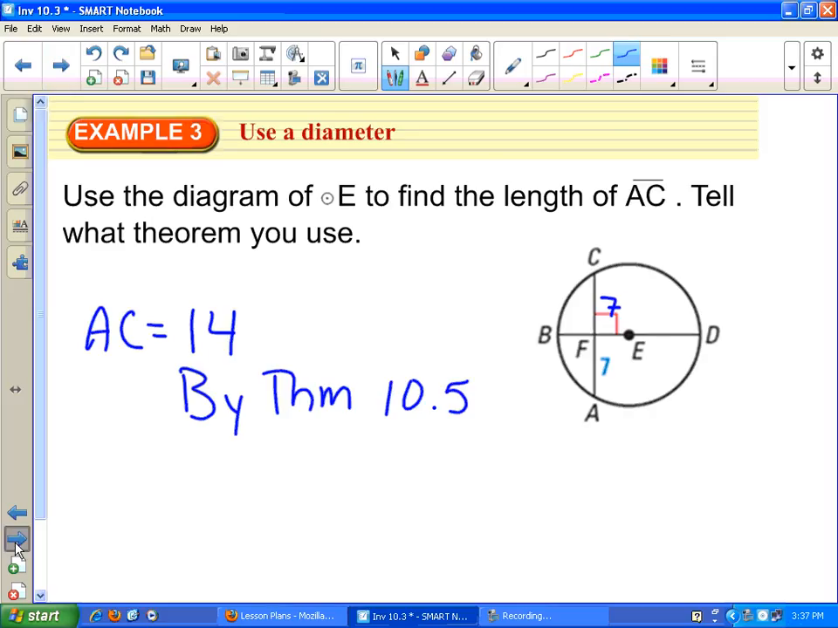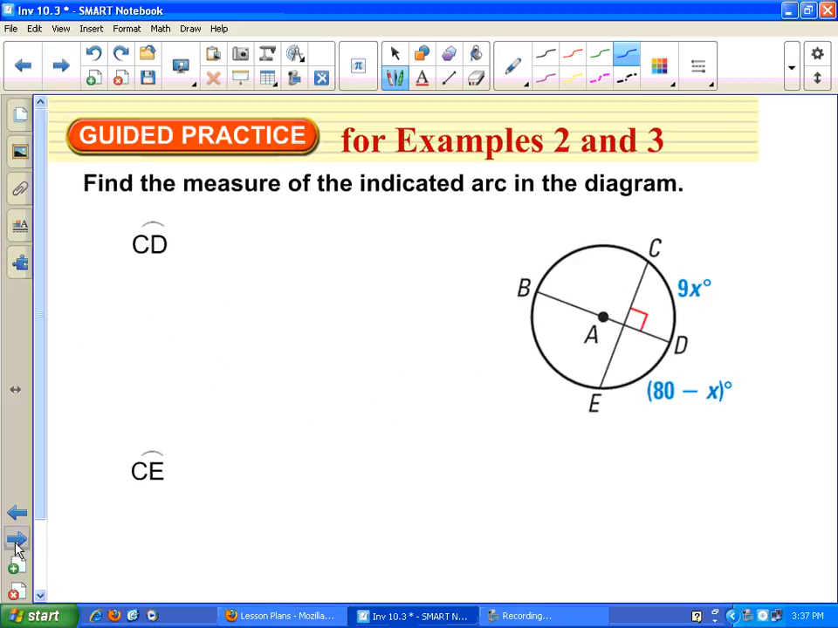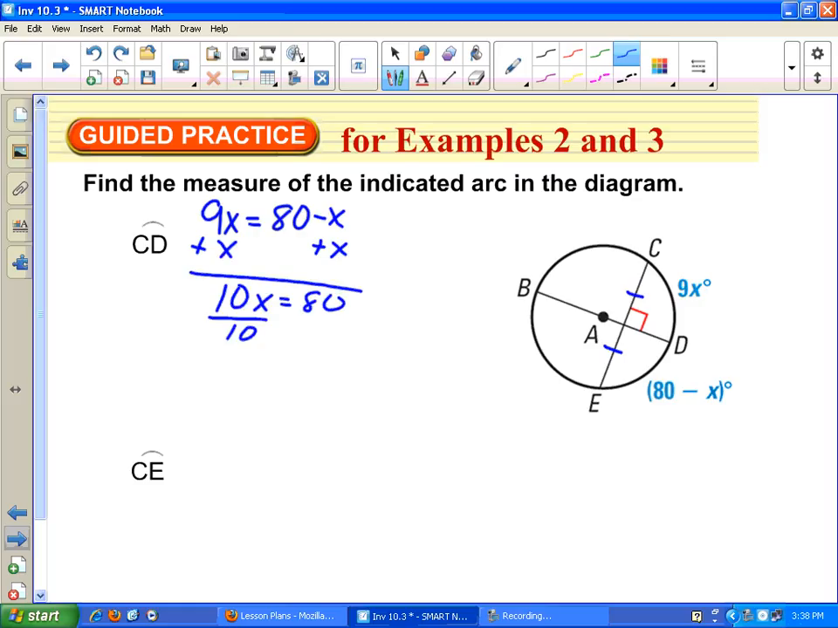All right, here we go. Another problem. We need to find the measure of the indicated arc in the diagram. Okay, so we know that BD, diameter, perpendicular bisector. So we know those 2 parts are equal. So we're able to set our arcs equal to each other. So we know that 9x equals 80 minus x. All we have to do is solve for x. Add x to both sides, get rid of that minus x. Divide by 10, x equals 8.